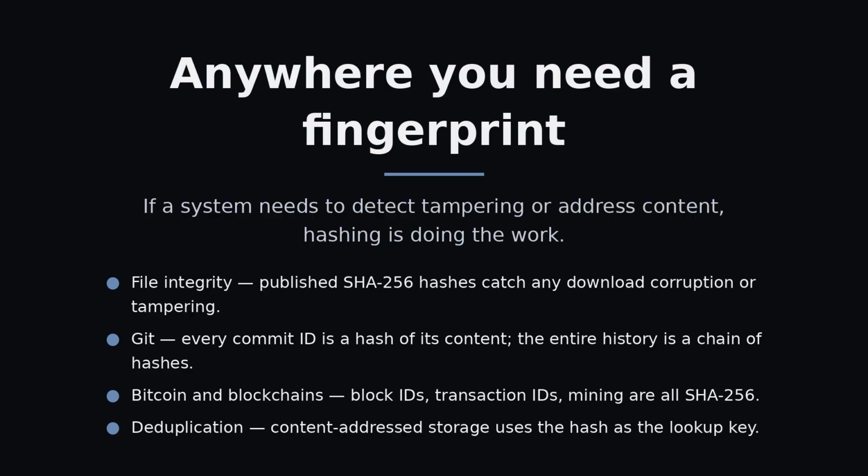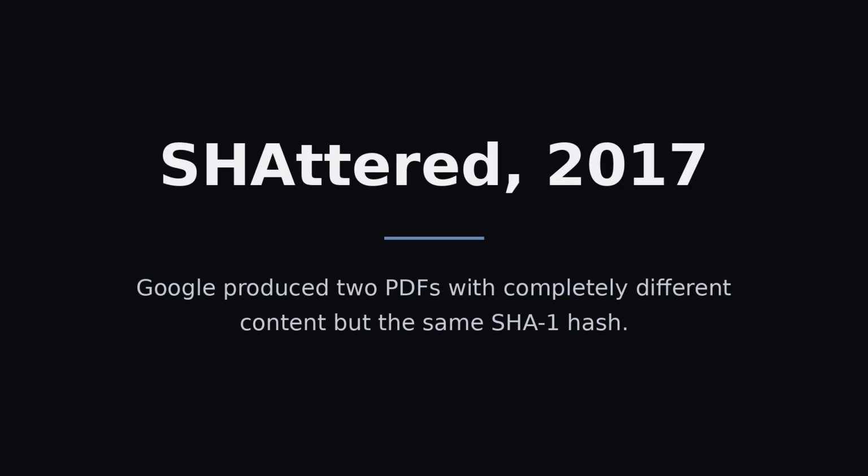Bitcoin and every blockchain since use SHA256 for transaction IDs, block IDs, and the mining proof of work itself. Content address storage systems use the hash of a file as its lookup key. Same content, same hash, never duplicated. What happens when one of these gets broken?